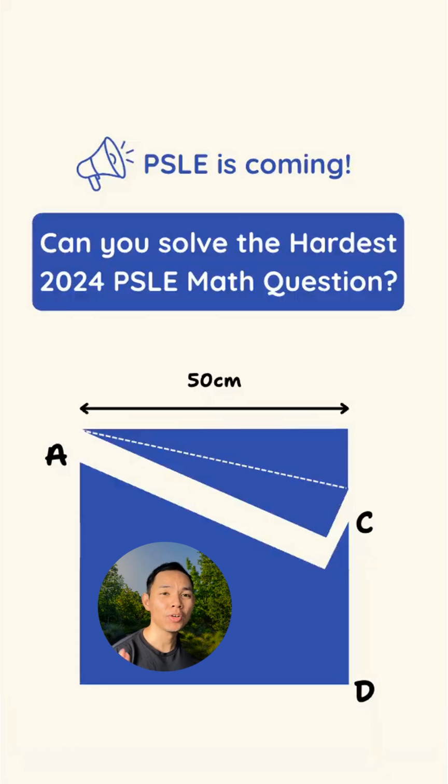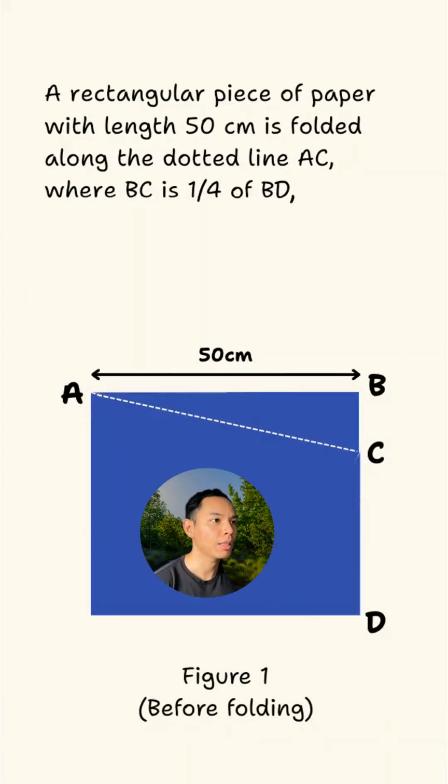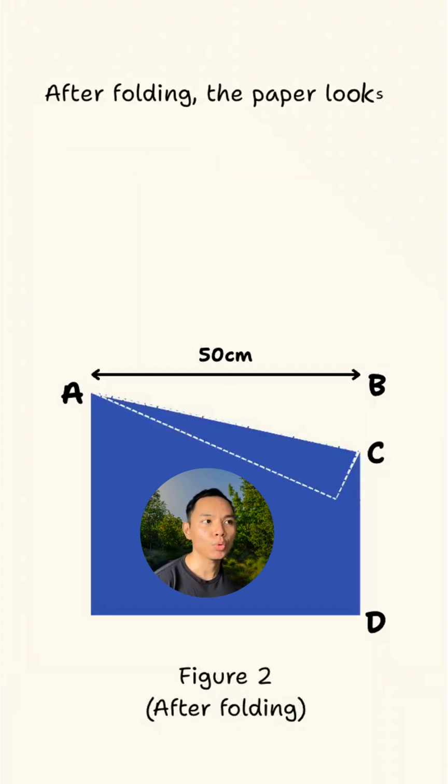PSLE is coming. Can you solve the hardest 2024 PSLE math question? And the question goes: a rectangular piece of paper with length 50 centimeters is folded along the dotted line AC, where BC is 1/4 of BD, as shown in figure 1. After folding, the paper looks as shown in figure 2.